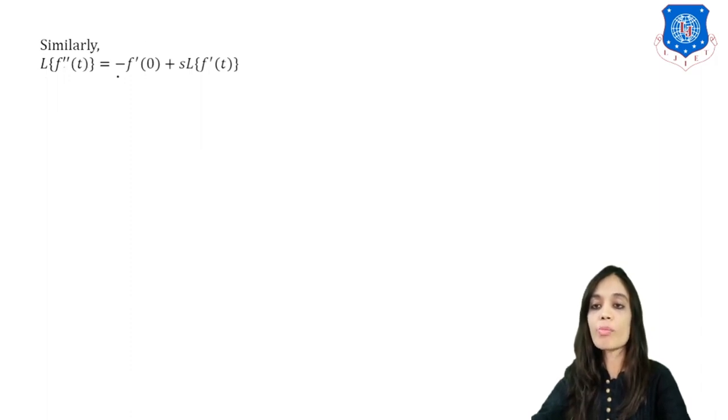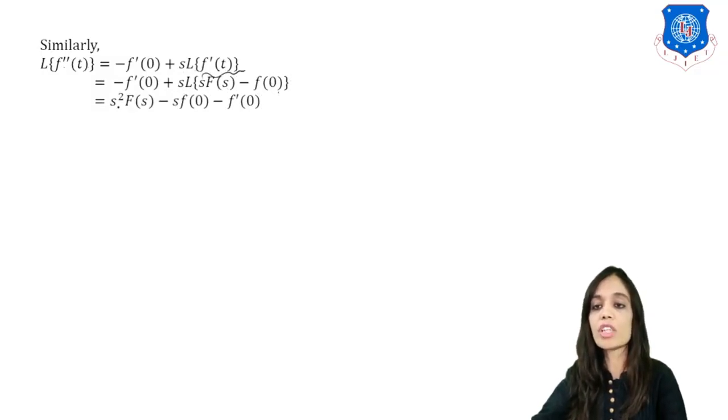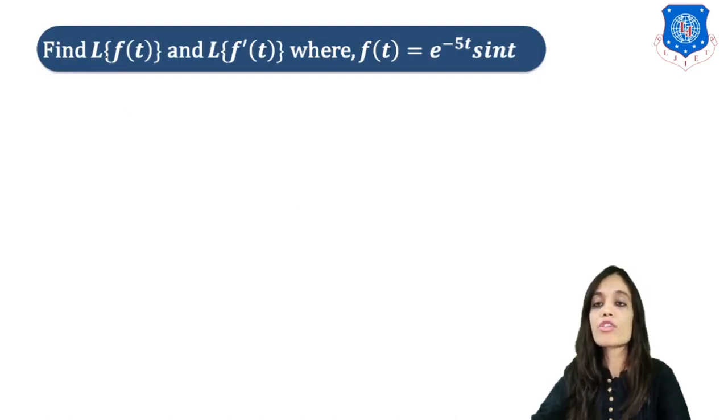So similarly, let us find Laplace of f double dash of t. So this will be equal to minus f dash of 0 plus s times Laplace of f dash of t. Just put the formula of this, that is s F of s minus f of 0. Simplify it, so you will get s square F of s minus s f of 0 minus f dash of 0. So in general, we have this formula, right, which I have stated before. That is the Laplace transform of nth derivative of f. So let us understand this using few examples. So we have to find Laplace of f of t and Laplace of f dash of t, where our f of t is e raised to minus 5t sine t.